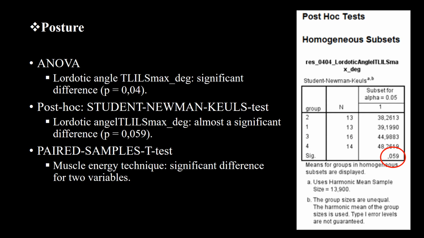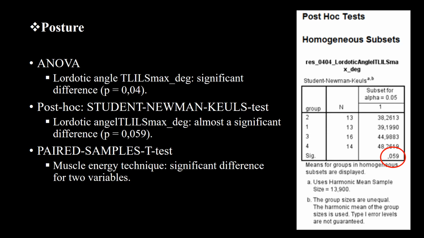ANOVA was used and showed that there is a significant difference for variable lordotic angle TLILS max_DAG. The p-value equals 0.04. For all the other variables, there is no significant difference. For variable lordotic angle TLILS max_DAG, there is almost a significant difference.